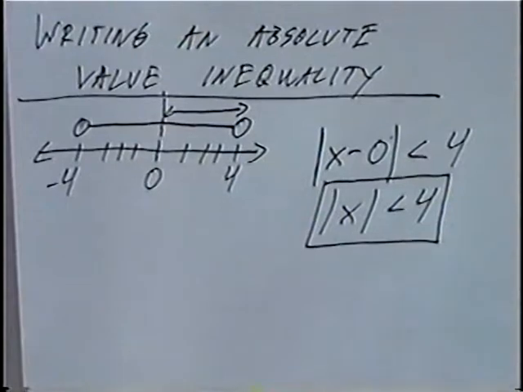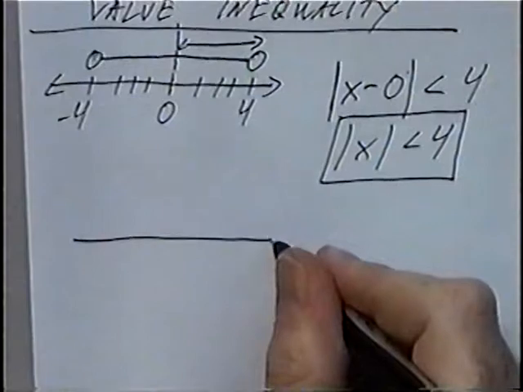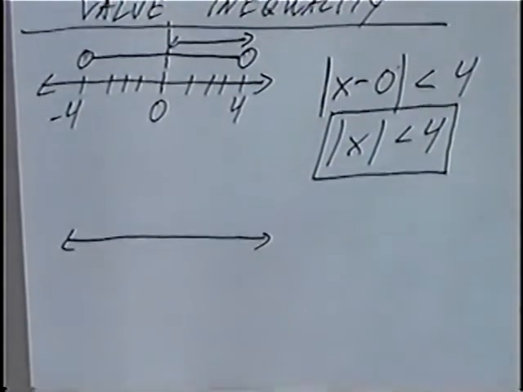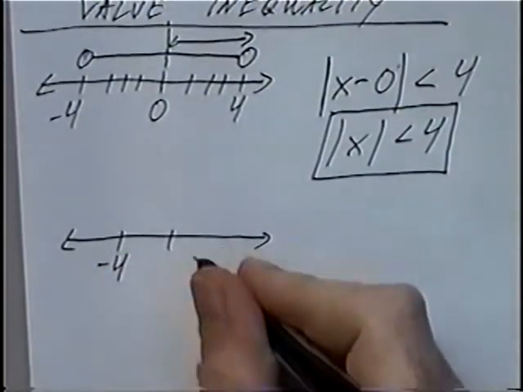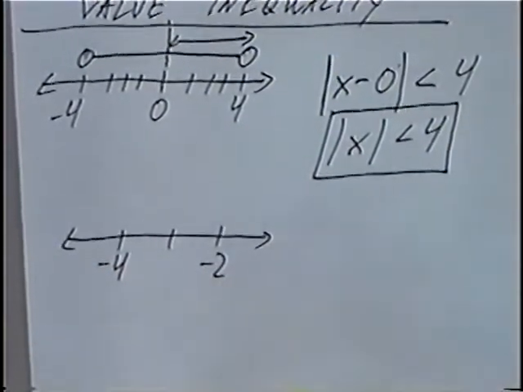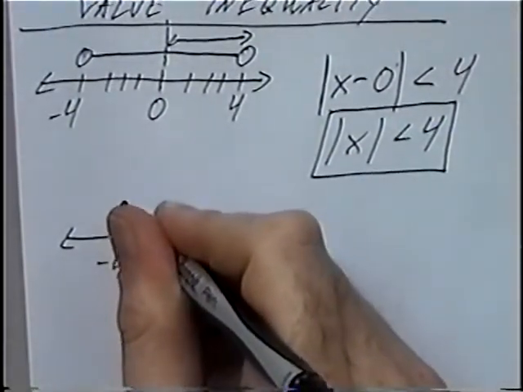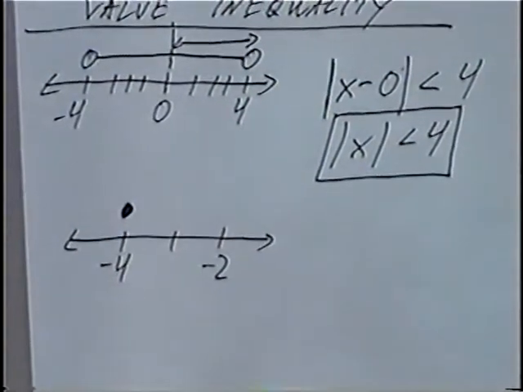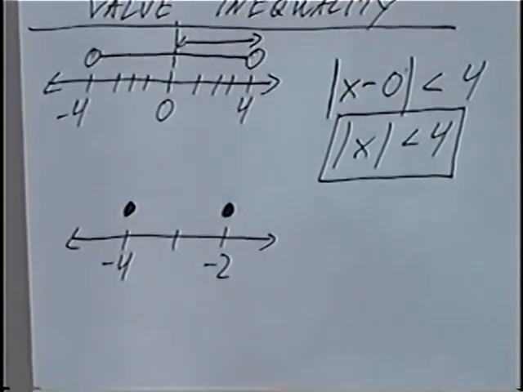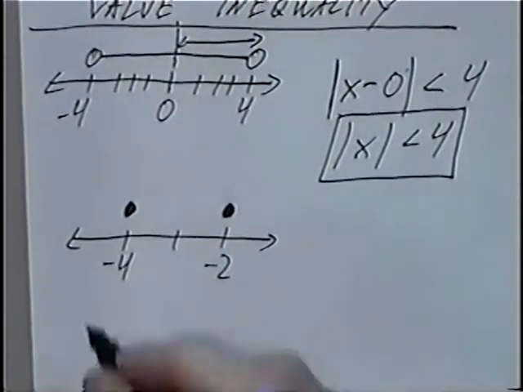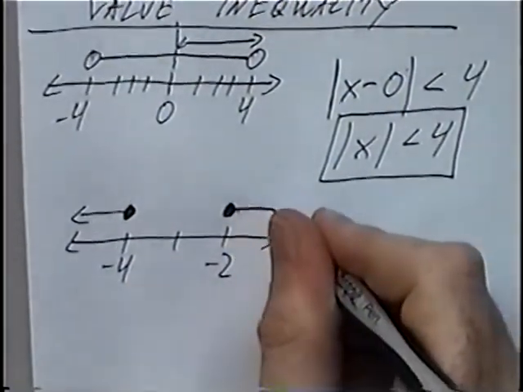Second question, and last question for the section. Again, we'll have a number line. This question will have negative 4 on the left-hand side and negative 2 on the right-hand side. The point above negative 4 will be closed or solid. The point above negative 2 will be closed or solid. The line for negative 4 goes to the left, and the line for negative 2 goes to the right.